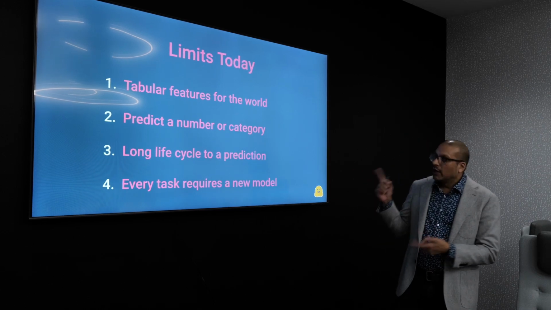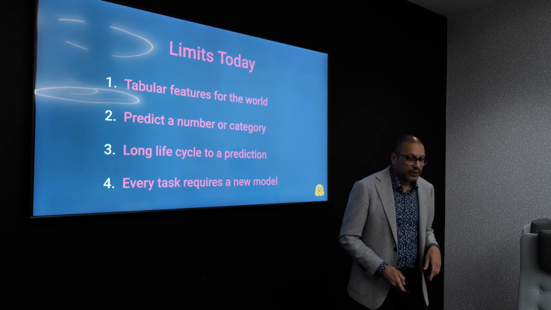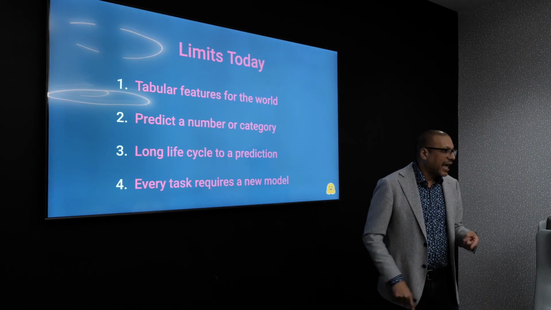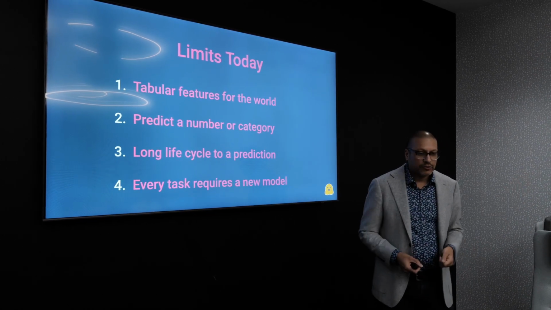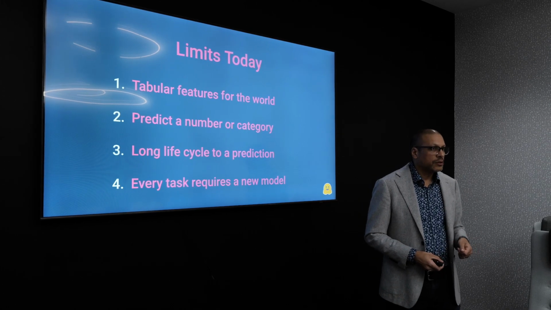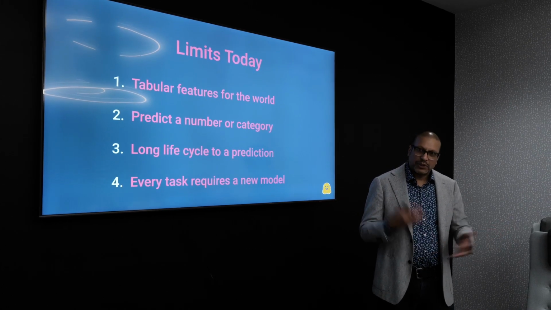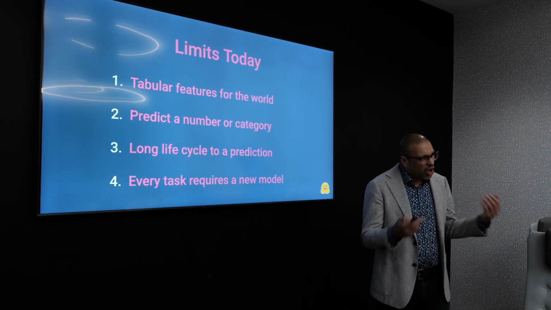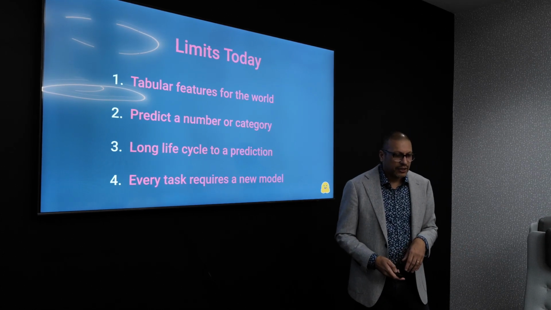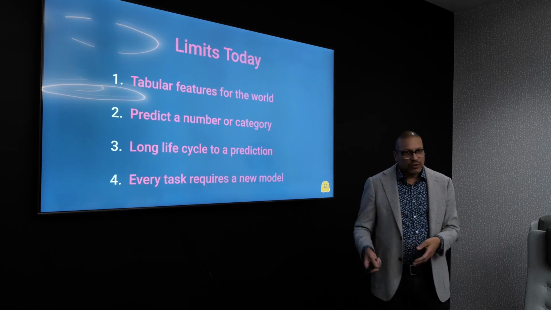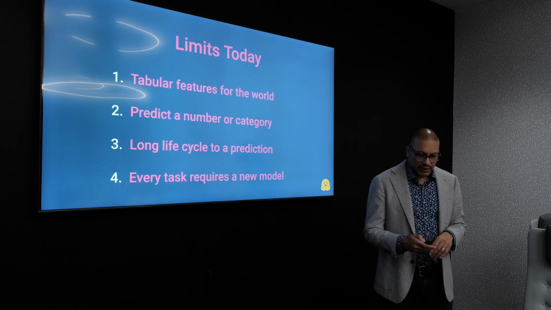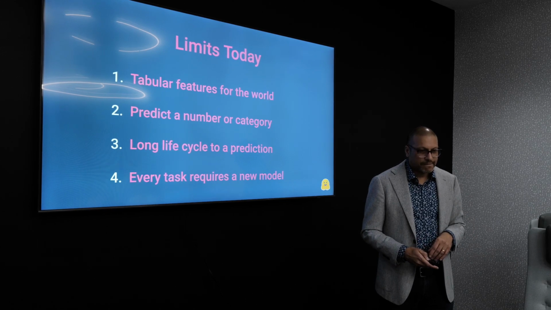And so the limits here, and I want to see if we can strike down a bunch of these limits as we go through, are this: we're using these tabular features that somebody's going out and measuring to understand the world. We're restricted to thinking about predicting a number or a category. There's a long life cycle to get to a prediction. And every task we do takes a new model. So I want to attack all these a little bit as we go through this.